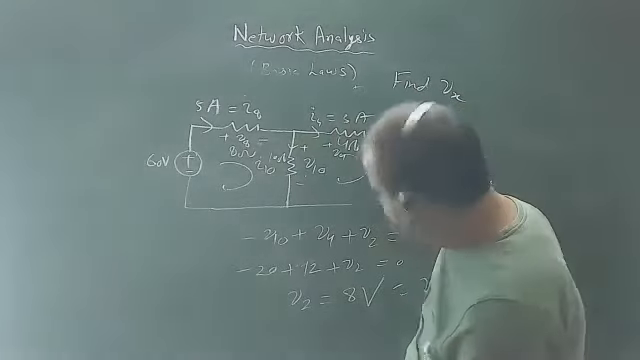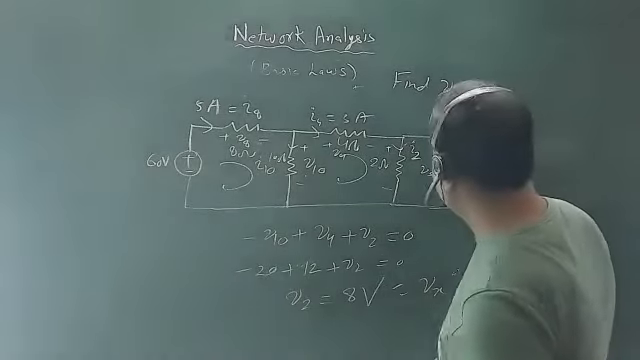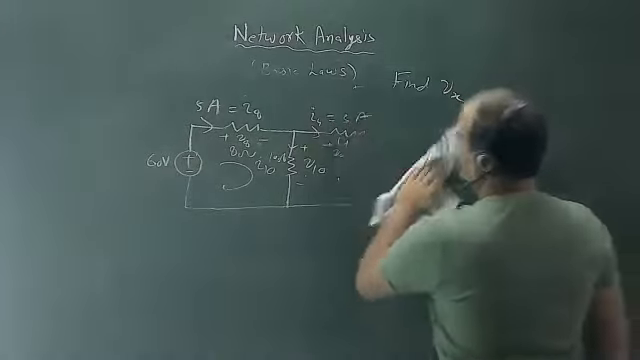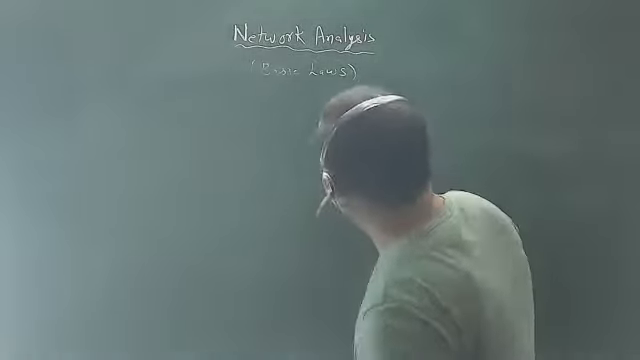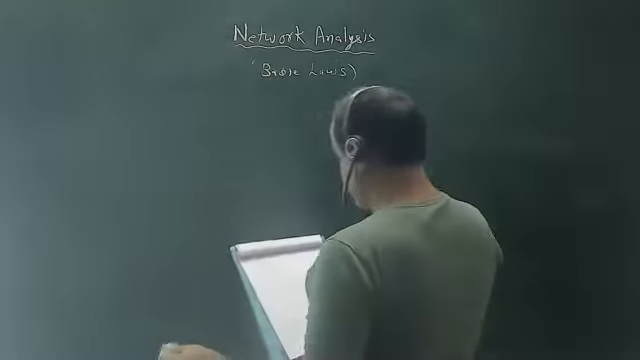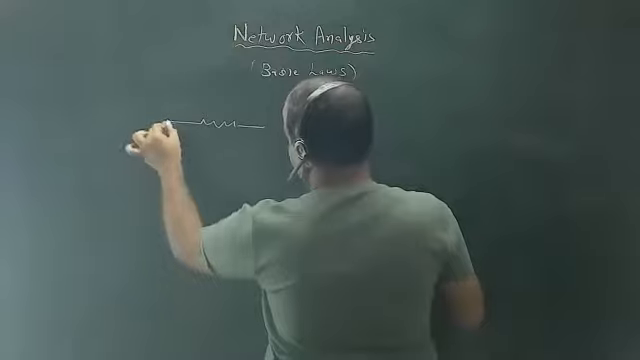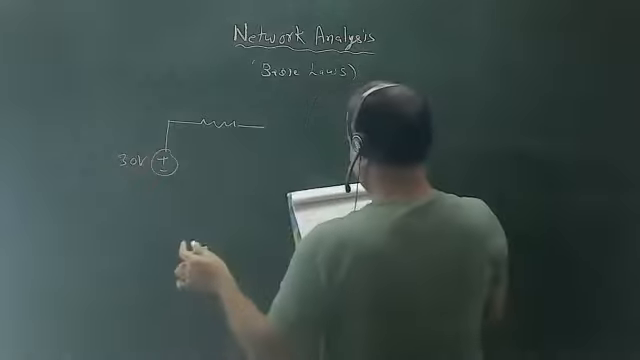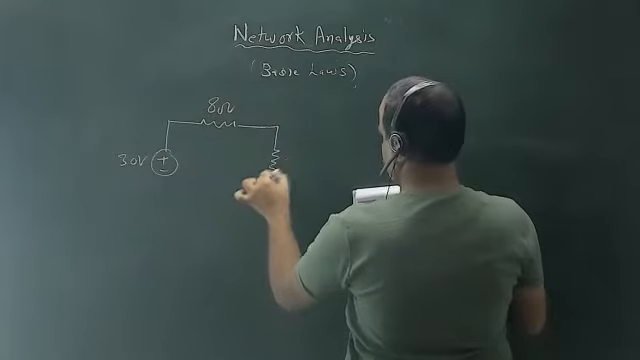Okay, let me take one last problem. It is going to take 10 minutes. So I think now you know how to apply KCL and KVL, okay. So I'm giving a slightly heavy problem, so you can apply and calculate, okay. So suppose this is plus minus 30 volts, okay. This is 8 ohm and this is 3 ohm.